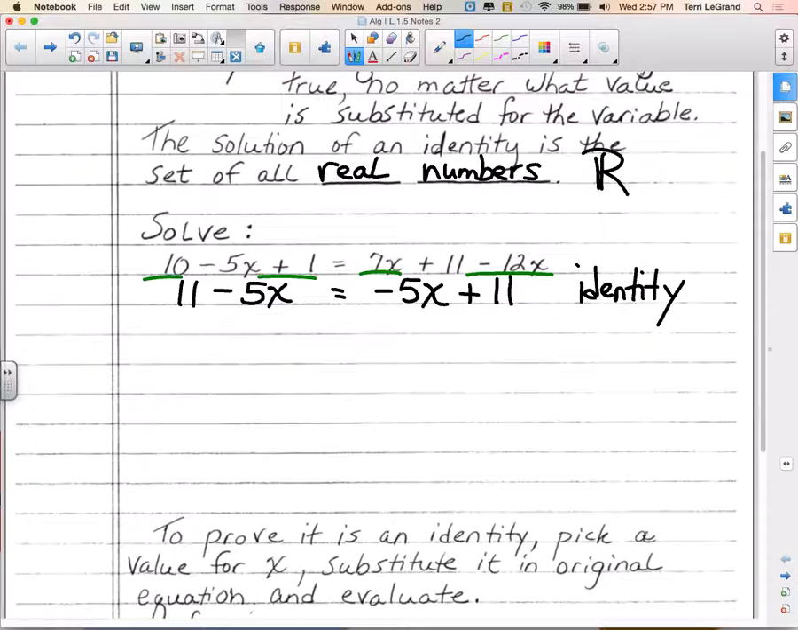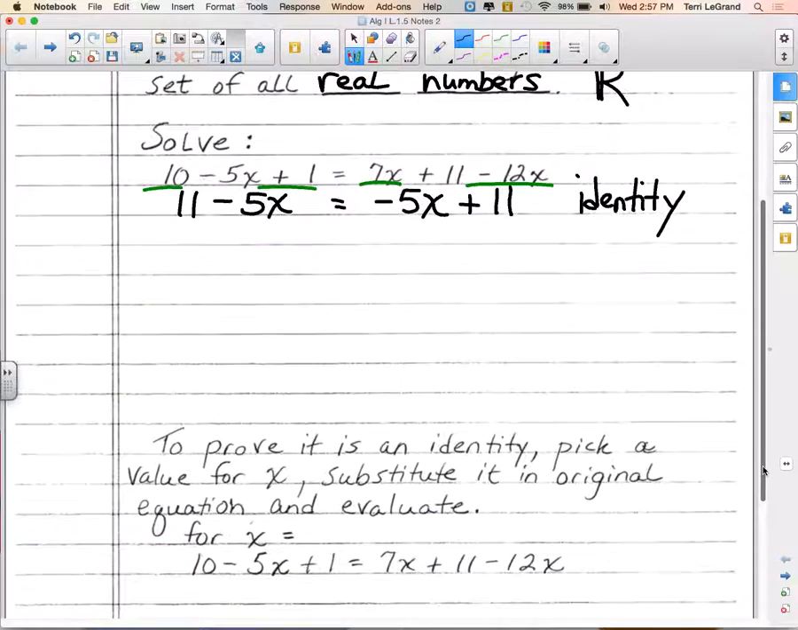What's the solution for an identity? What does it say up there? All real numbers. We could really stop right here and say, you know what, this is an identity, so I'm going to say all real numbers is the solution, but we're going to keep going because we want to see what will happen. Just in case you don't recognize that, I want you to see what will happen with an identity when you're trying to solve it.